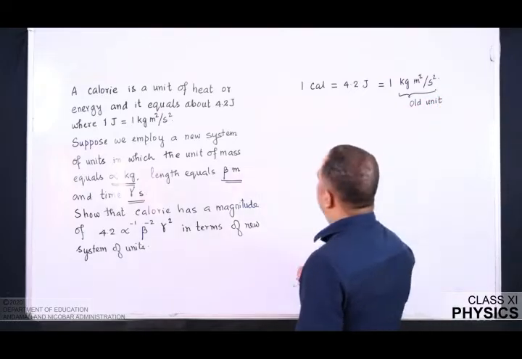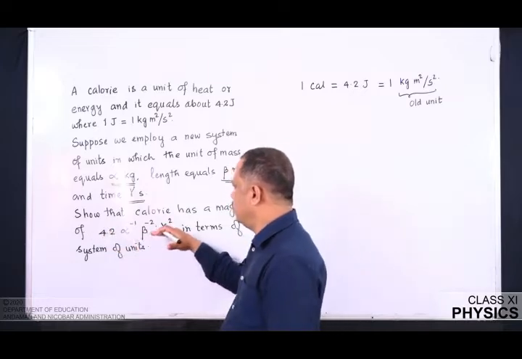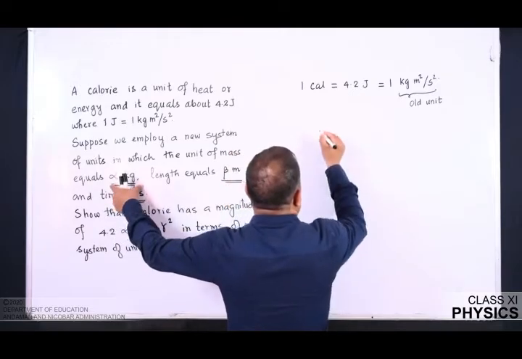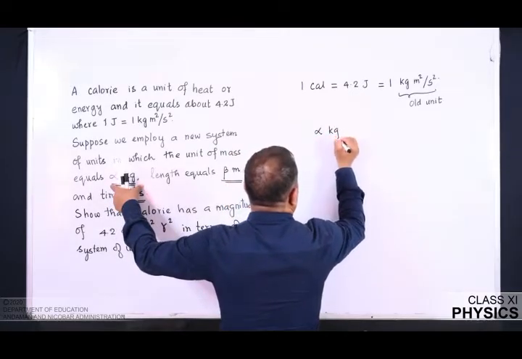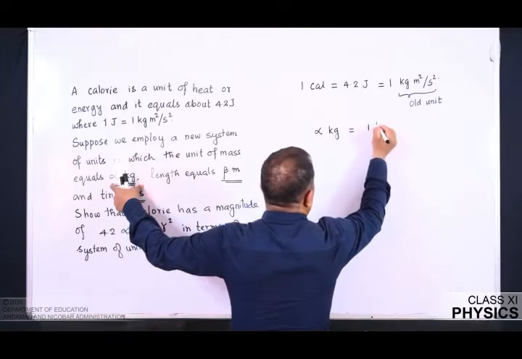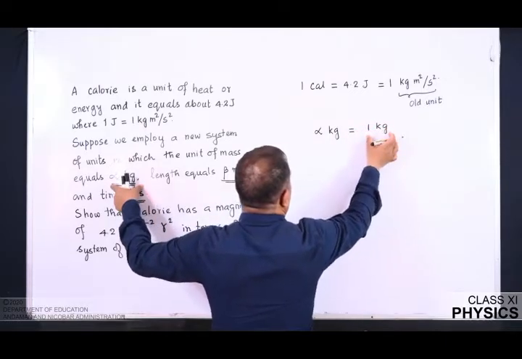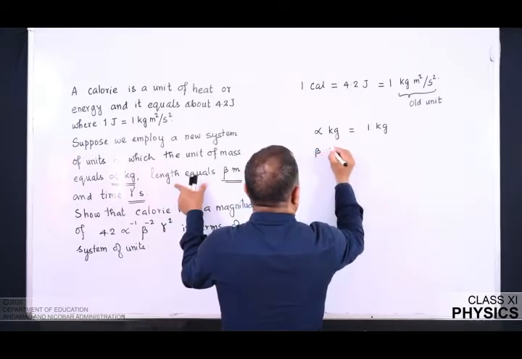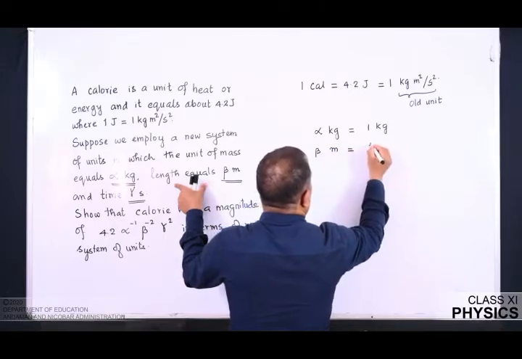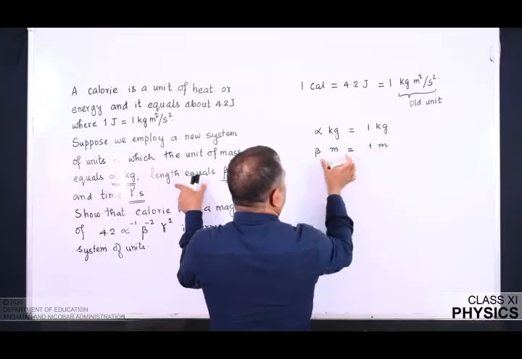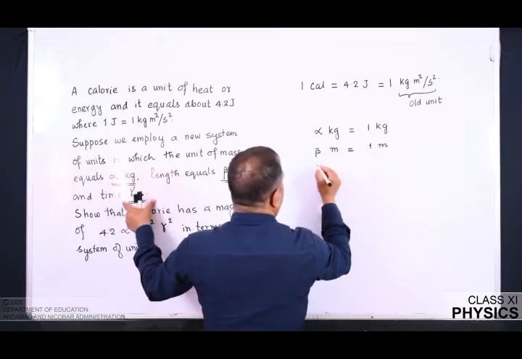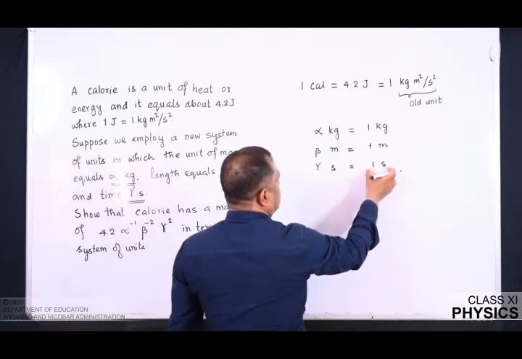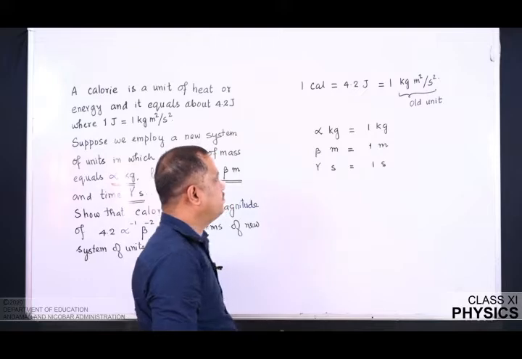I want to convert this measure into a new system of unit, where the new system gives me that alpha kilogram, this is the new system, is equal to 1 kilogram in the old system of unit. This is new system, this is old system. Likewise, here it says that for length beta meter is equal to 1 meter. So this is the new system of unit, this is the old system of unit, and for time it says gamma second is equal to 1 second. In the sense, this is the old system of unit and this is the new system of unit.